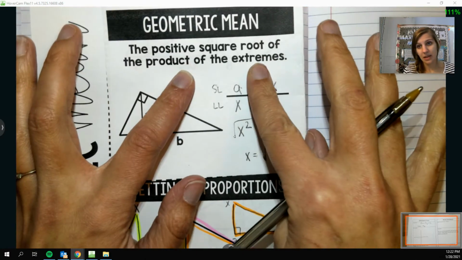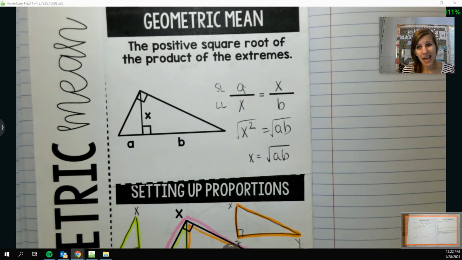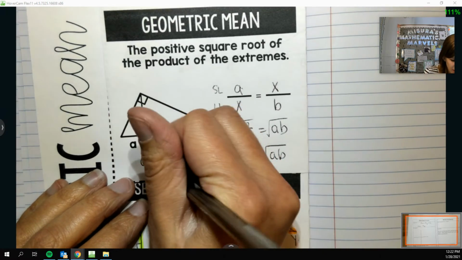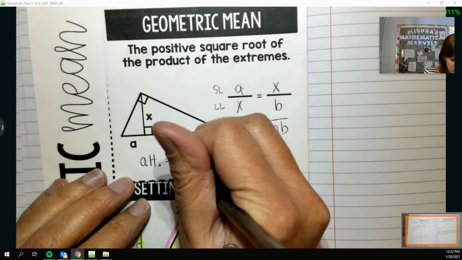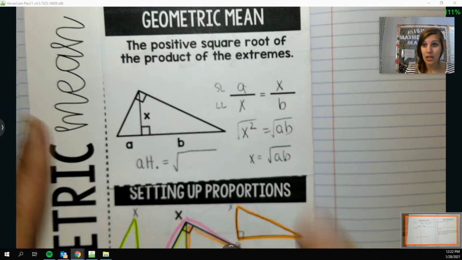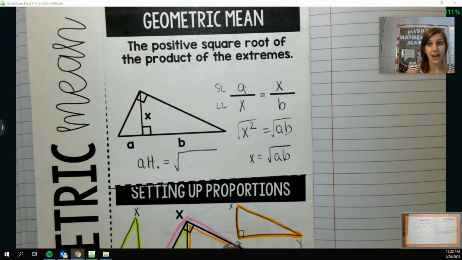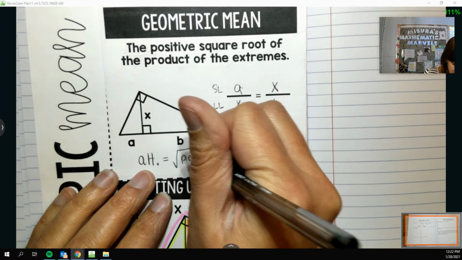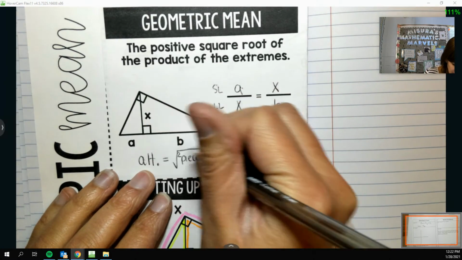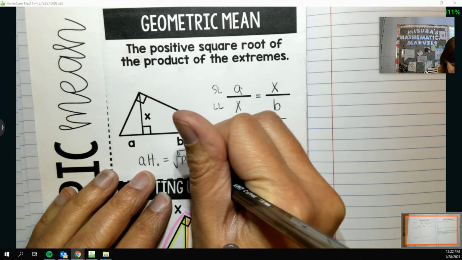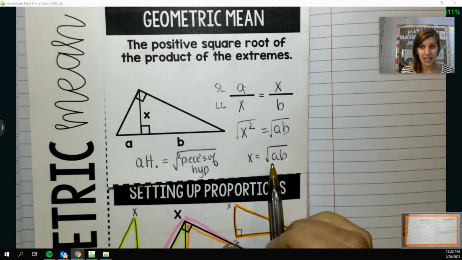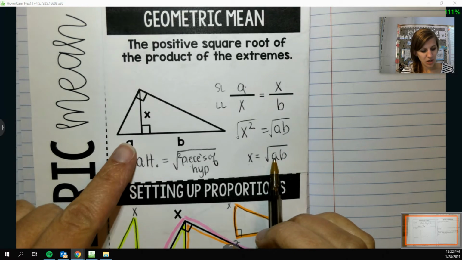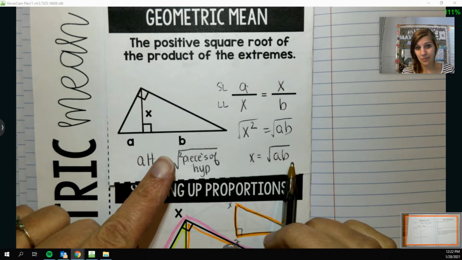I wouldn't worry about the fancy language that I used here. The way I always remember this is that the altitude of the triangle is equal to the square root of the two pieces of the hypotenuse. Two pieces of hypotenuse, because that's all that is. The altitude is equal to the square root of the two pieces of the hypotenuse.